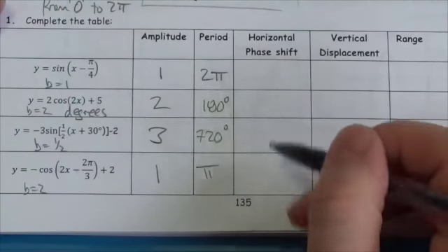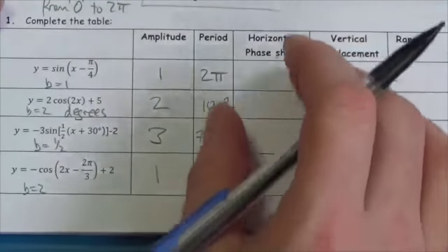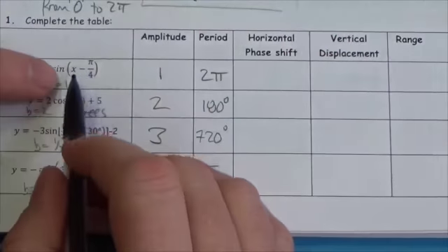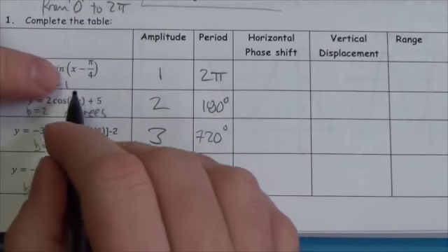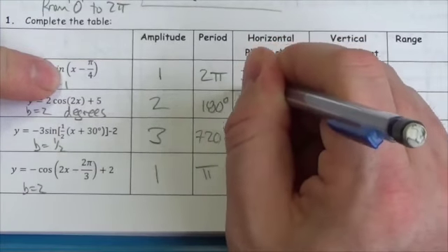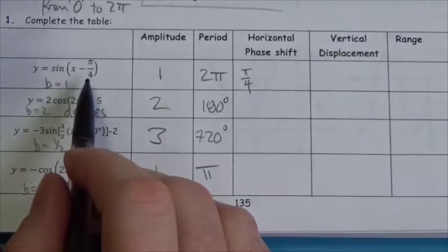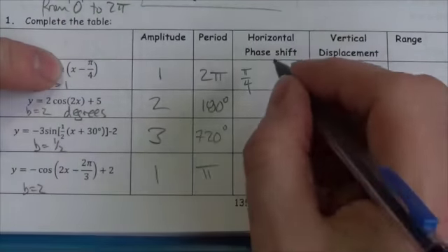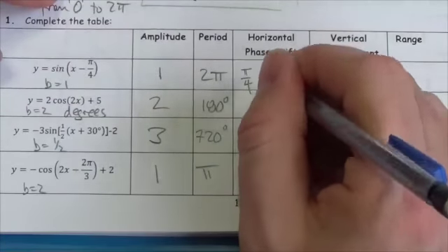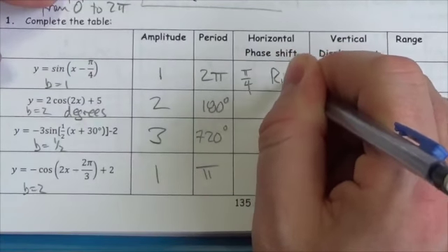Horizontal phase shift. Now this is the horizontal translation, the C value here. I can see right now that what I'm subtracting inside the function is pi over 4, so this is going to be pi over 4. Now the question is what direction? Well, if I tried to get x by itself, I'd have to add pi over 4. So adding implies to the right. So this is going to be pi over 4 to the right.